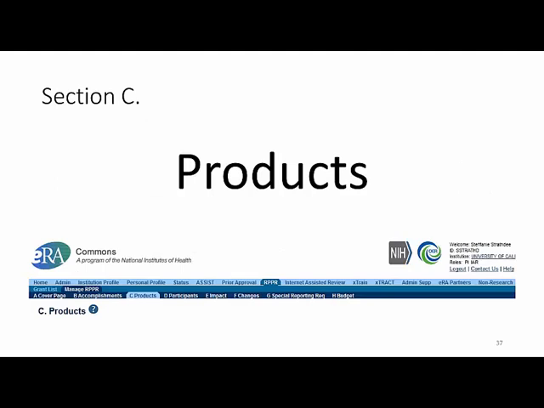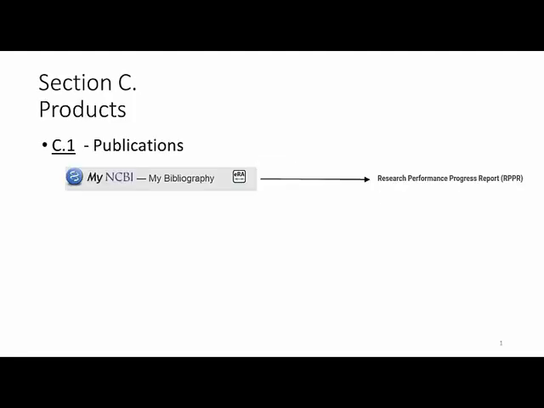So here we are at products, or what I like to call Queen Karen section. So publication. So what we're going to go through today, Karen is going to talk about some non-compliance stuff, but I'm also going to talk about how you actually connect, I guess that's the word, a publication that's in MyNCBI to the RPPR. So I'm going to talk about that, and then we'll let Karen come up and do her portion.